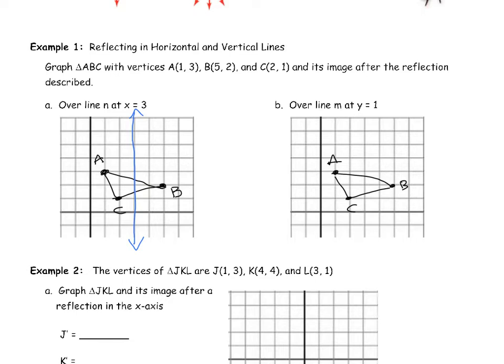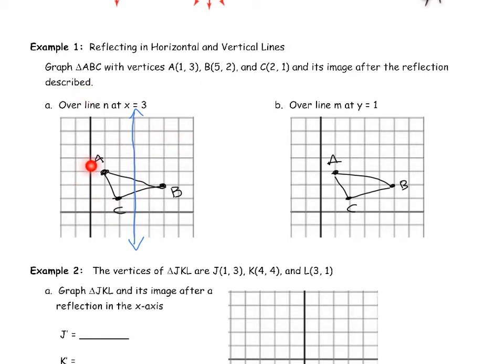All right, so in this first example, we're going to be reflecting in horizontal and vertical lines. So notice I went ahead and graphed triangle ABC with these three vertices: A being at (1, 3), B being at (5, 2), and C being at (2, 1). So make sure that you go ahead and probably pause and get that done, and its image after the reflection described.